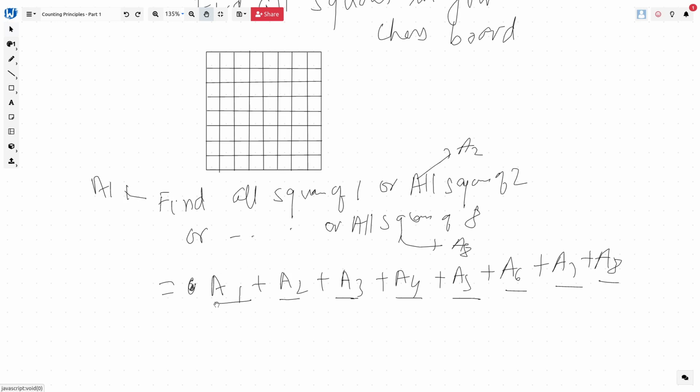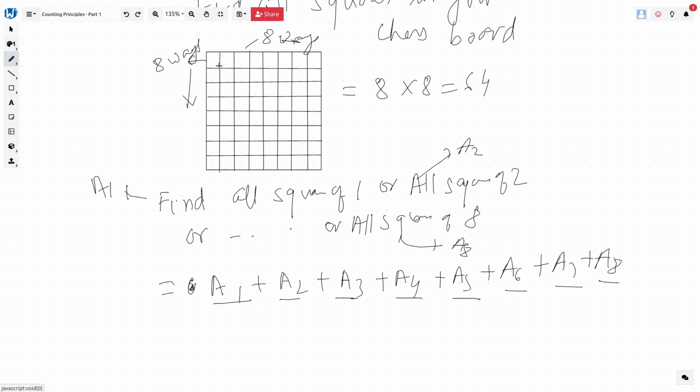Now let's try to find all squares of 1. We can simply say that all squares of 1, by counting, is 8, 8, 8, 8, 8. So horizontally you can find 8 squares here, and vertically you can find 8 squares here, right? So there are 8 ways here, and then you have 8 ways here. This is vertical and this is horizontal, right? So we can clearly say that there will be 64 squares of 1, right?